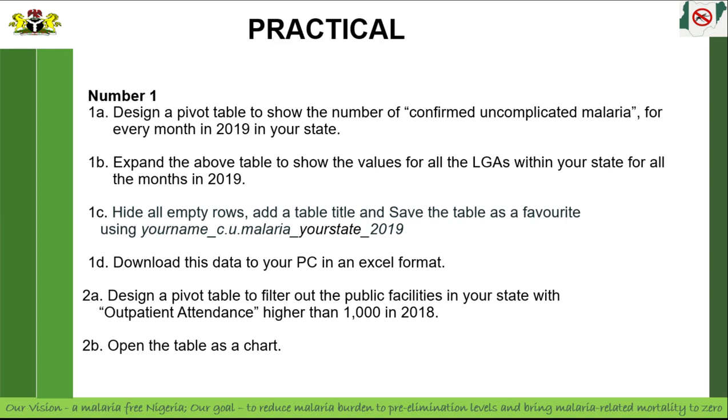When we are done, we are going to expand the above table to show the values for all the LGAs within your state. We are going to do this by selecting level on our state and clicking on local government in the org unit dimension panel. We are going to do this for every month in 2019 also. Play around with the layout of this table in order to visualize your data properly.